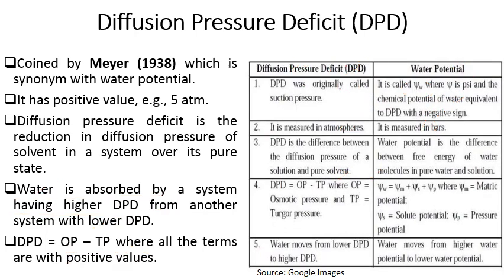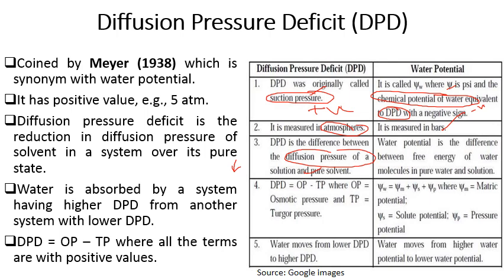The next comes the difference between DPD and water potential. These are two terms, but they are synonymous. DPD was originally called suction pressure, while water potential, psi, is the chemical potential of water. It is equivalent to DPD but with a negative value. The value of DPD is positive and the value of water potential is negative. DPD is measured in atmospheres while water potential is measured in bars.